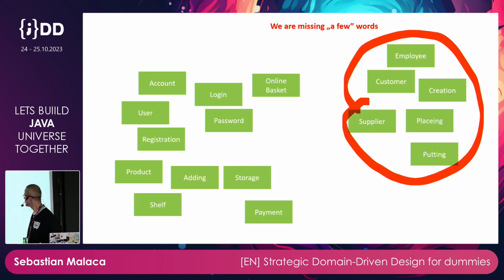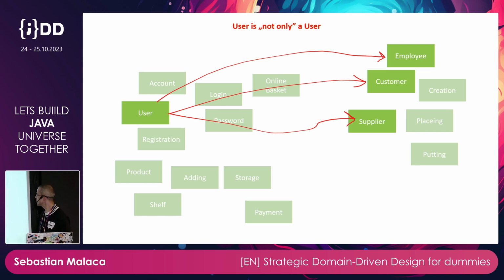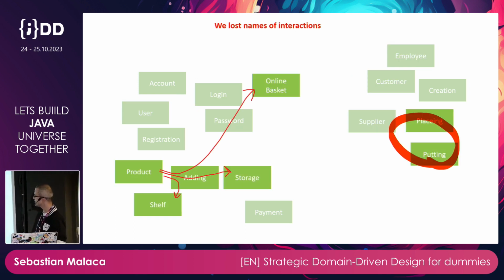So what we are missing in here, we are missing a few words. And that took me 10 minutes to go through a few requirements. So just imagine how many words and interactions you are hiding, you are throwing away when you are developing your application for 5 years. And 5 teams had to support it. And within each and every team, there are 5 developers. Really tons of information. User is not only user. We lost the names of the interactions because not everything is adding.